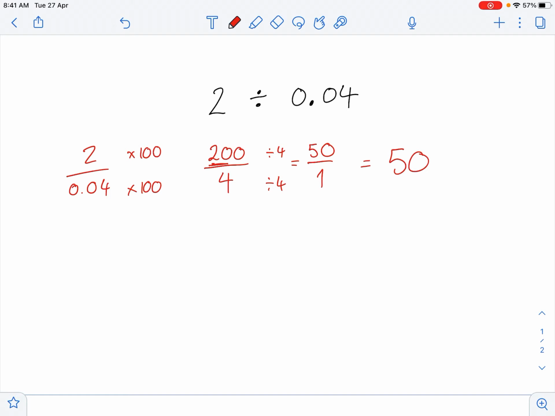So there we go. A couple of examples there for you. First of all, multiply by 10 or 100 or 1,000 so that you get whole numbers, integers on the top and the bottom, and then simplify your fraction. Give it a go.